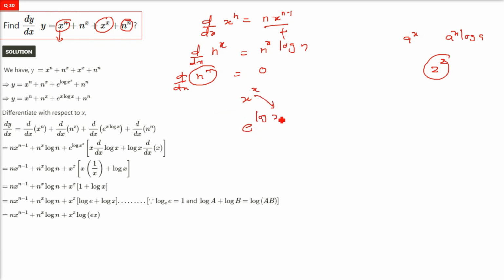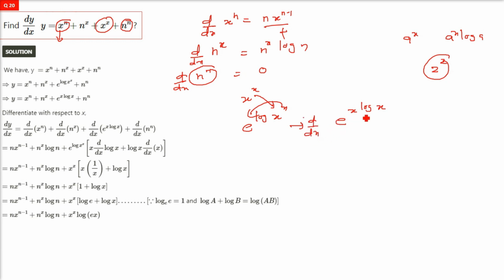It cancels out. So you can always write anything in front of that. But the benefit is x will come in front. So we have e to the power x log x. X will come in front. So now you can differentiate this. Differentiation of e to the power anything will be e to the power that thing only.